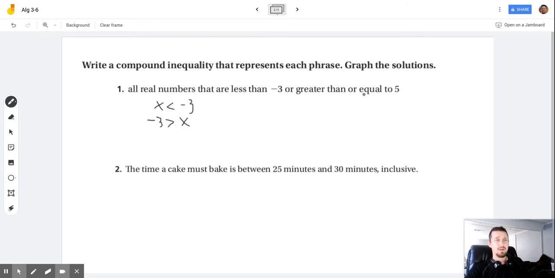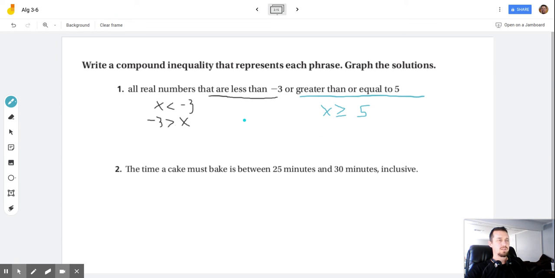And then greater than or equal to 5. So all real numbers greater than or equal to 5. Let's switch up the colors. Greater than or equal to 5 would be x greater than or equal to 5. Which of course you could write the other way too, with the 5 and the x switched and the sign switched.